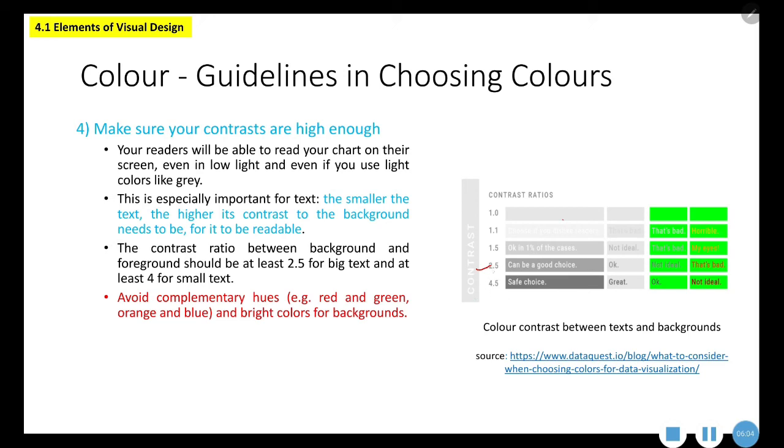At this contrast level, it is a good choice, so that it's easier for the reader to read. This is less contrast, so not really. And if it's the colors green and red, avoid using a complementary hue like red and green or orange and blue, or bright colors for background. This is a bad selection of color. For example, this bright green background is okay with a green font color rather than red. So this is not ideal.